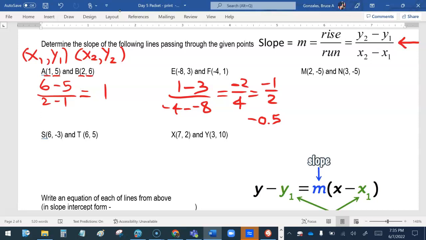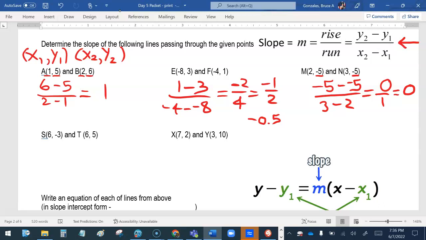Now, these next two are tricky, so let's do them together. On M and Mn, the slope of Mn. Okay, so we got -5 minus -5 on top, 3 minus 2 on the bottom. Now, what is -5 minus -5? That's like -5 plus 5, which is 0. And on the bottom, you get 1. Now, what is 0 divided by 1? 0. Okay, so you have a 0 slope if your y values match.